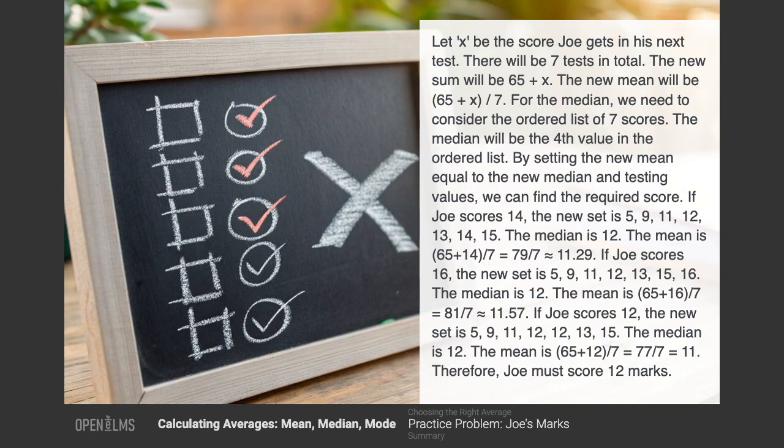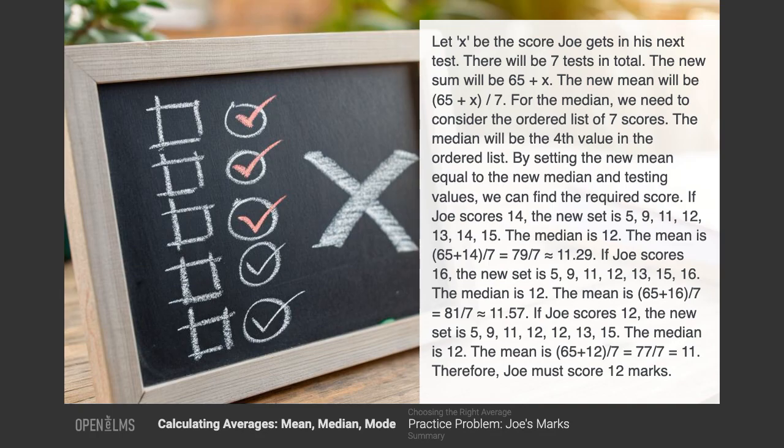If Joe scores 14, the new set is 5, 9, 11, 12, 13, 14, 15. The median is 12. The mean is (65 plus 14) divided by 7 equals 79 over 7, which is 11.29. If Joe scores 16, the new set is 5, 9, 11, 12, 13, 15, 16. The median is 12. The mean is (65 plus 16) divided by 7 equals 81 over 7, which is 11.57.